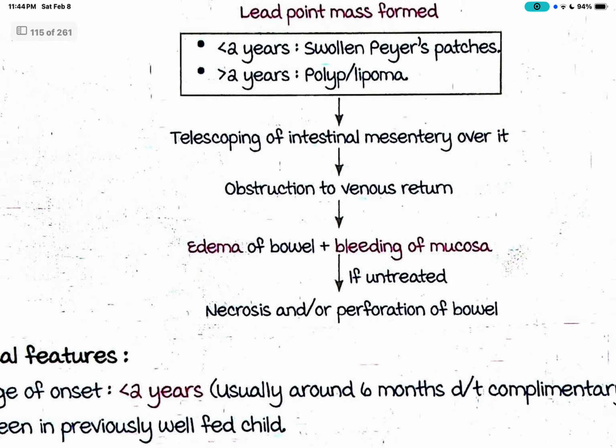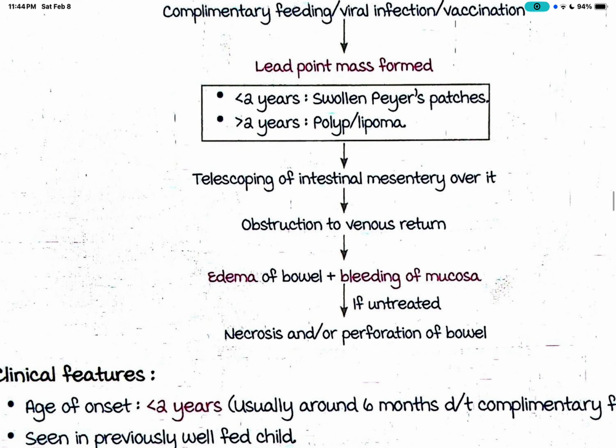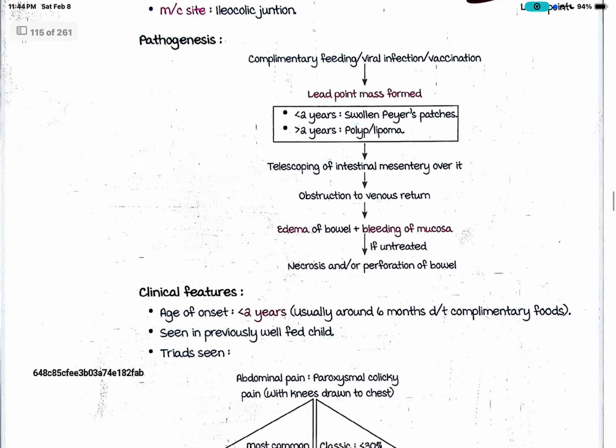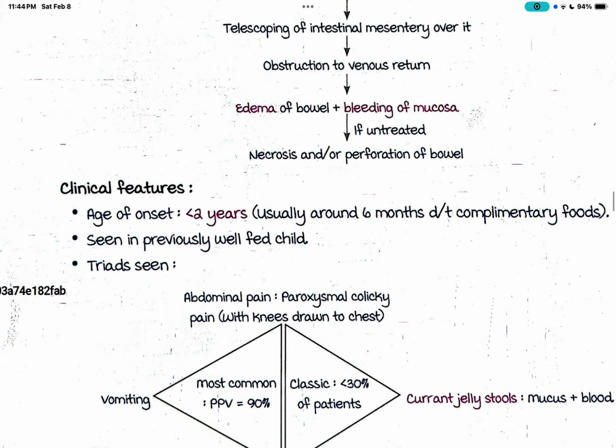Telescoping of intestinal mesentery over it. Obstruction to venous return, edema of bowel and bleeding of mucosa. If untreated, necrosis and perforation of bowel.